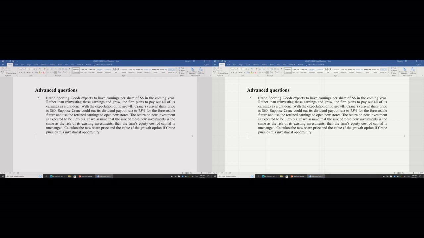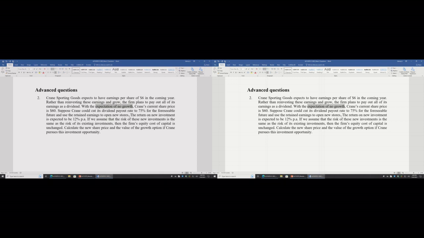So the payout ratio is 100%. Right? So if you pay all as dividends, it means there's no capital retained in the company. There's no way that you can launch a new project for the company. So that's why you will have no growth, with the expectation of no growth. And currently, this company's share price is $60.